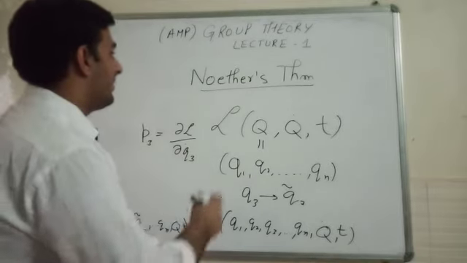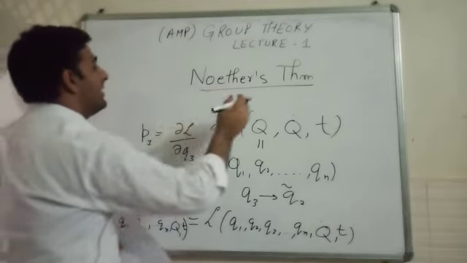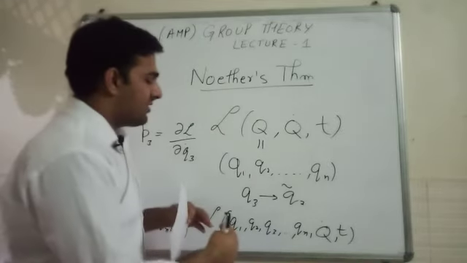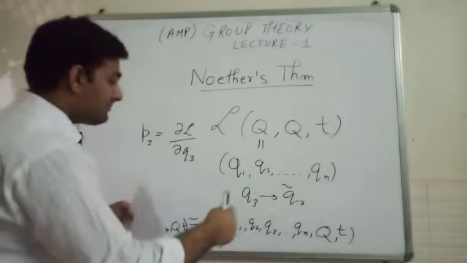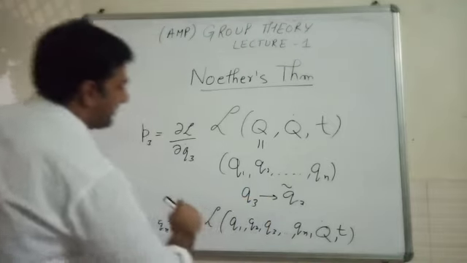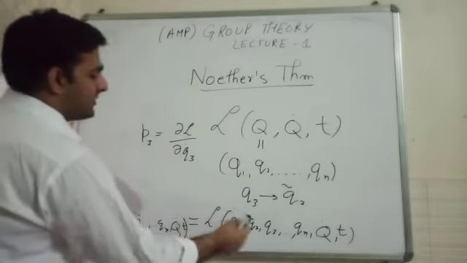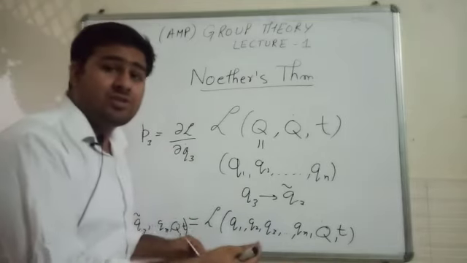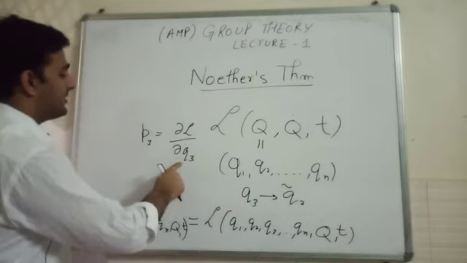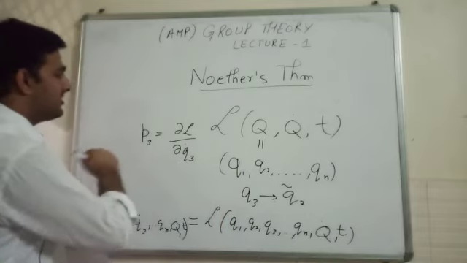So Noether's theorem states that for continuous symmetries, where these generalized coordinates are varied continuously, a Lagrangian is parameterized by these generalized coordinates, and if you vary any of the generalized coordinates and the Lagrangian remains the same, then the corresponding momentum conjugate to that generalized coordinate is conserved.